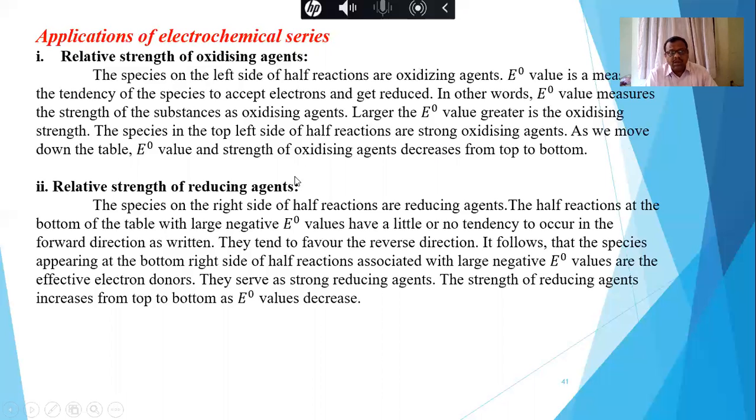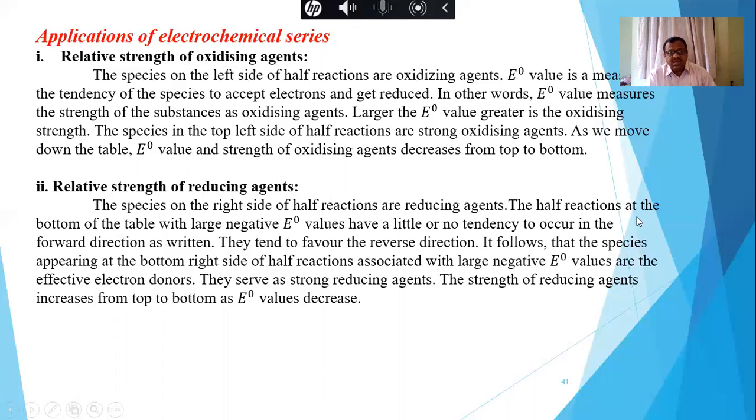As we move down the table in this EMF series, the E standard values and strength of oxidizing agent decrease from top to bottom. So this is the relative strength of the oxidizing agent. The relative strength of the oxidizing agent decreases from top to bottom in the EMF series. Now, the next point is the relative strength of reducing agent. The species on the right side of half reactions are reducing agents.